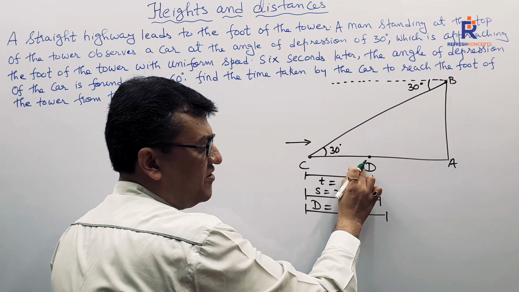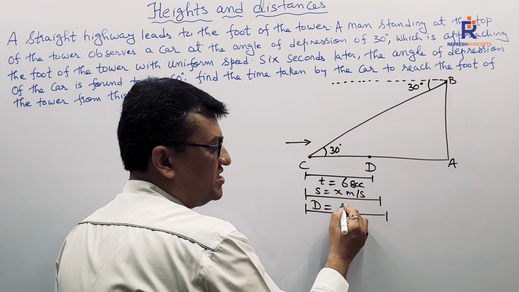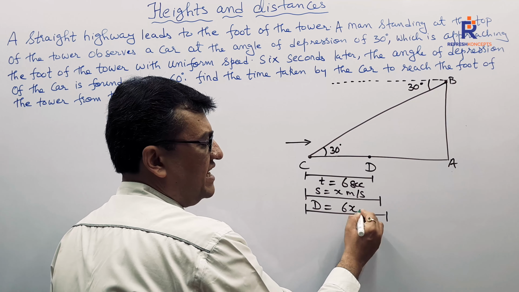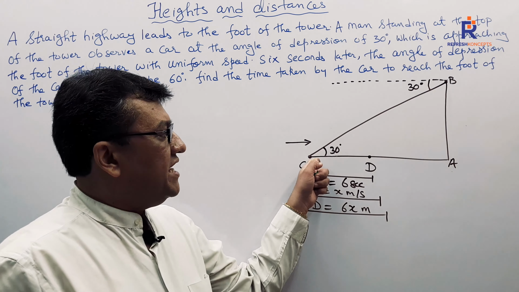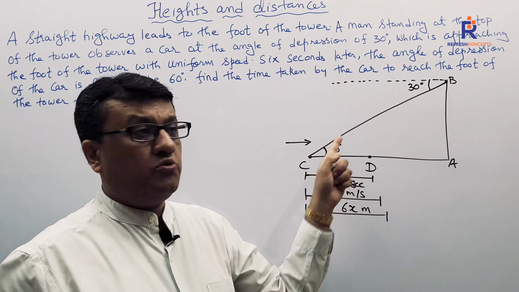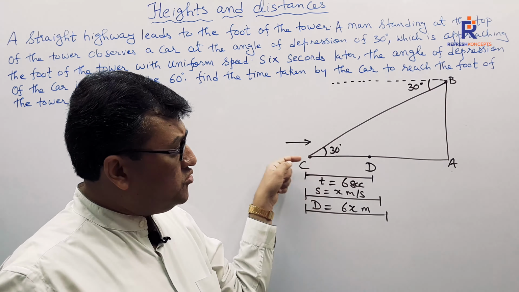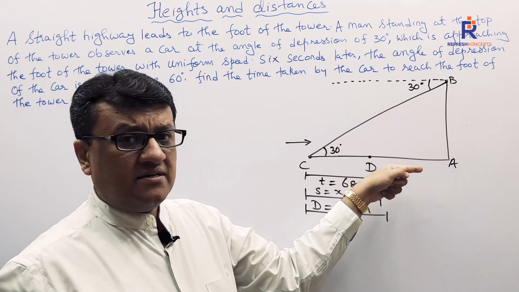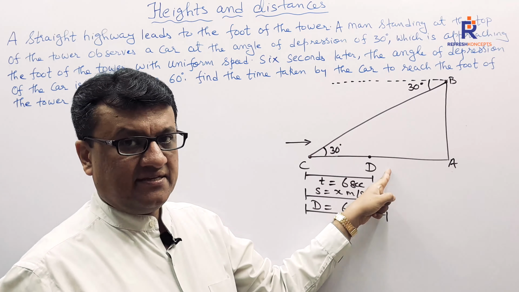The distance covered from C to D is nothing but speed into time, which is 6 into x, 6x meter. I repeat what we have done. Initially, the man sitting on the top of the tower observes the car at point C. The car moves towards the tower. In a time frame of 6 seconds, the car reaches point D.